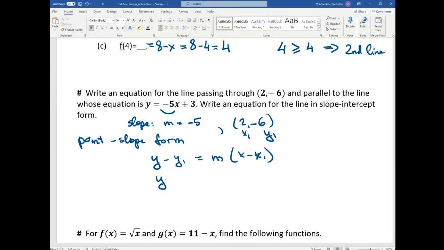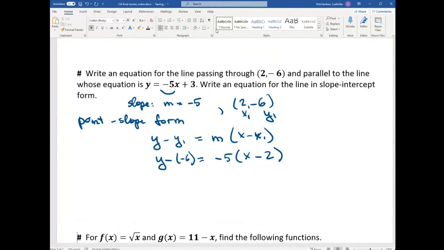Okay, let us substitute. Y minus -6 equals -5 times x minus 2. Y plus 6 equals -5x, -5 times -2 plus 10, and let us bring 6 to the right. Subtract 6 from the left and from the right, and we get y equals -5x plus 4.